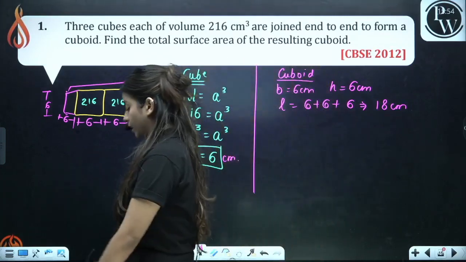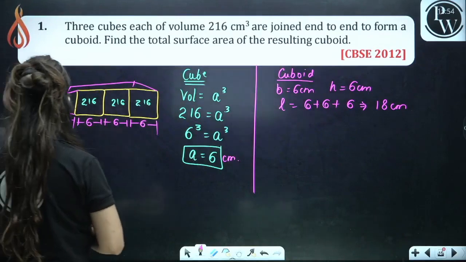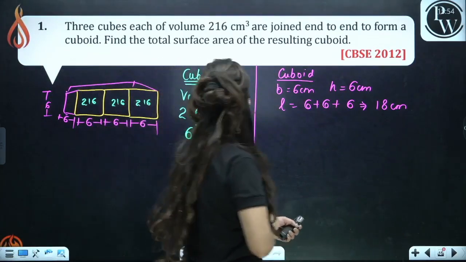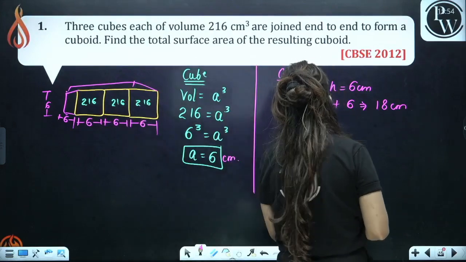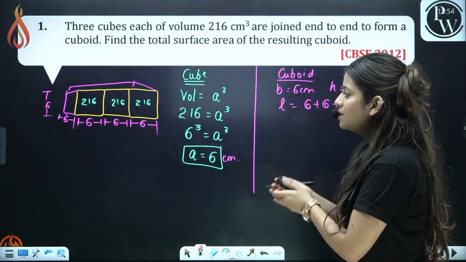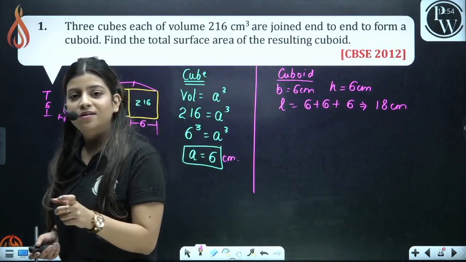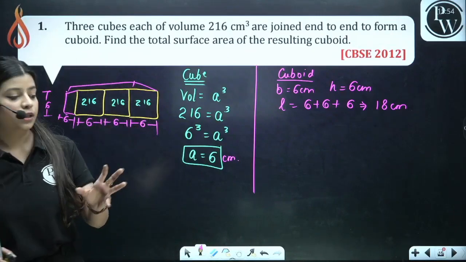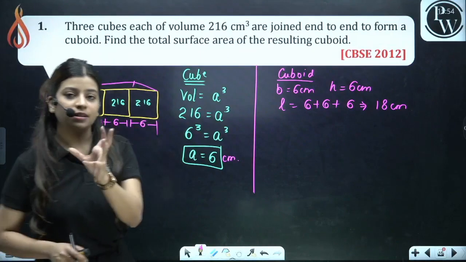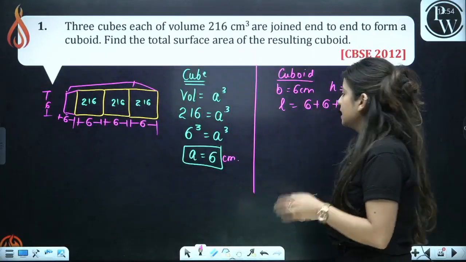centimeter. Tell me, is this clear with everyone? Yes or no? Is this clear with everyone? So basically, these are three cubes joined together end to end and they form a cuboid. In this case, the height will be 6, the breadth will be 6, but the length of the resulting cuboid will be 6 plus 6 plus 6. So this will turn out to be 18 centimeter.